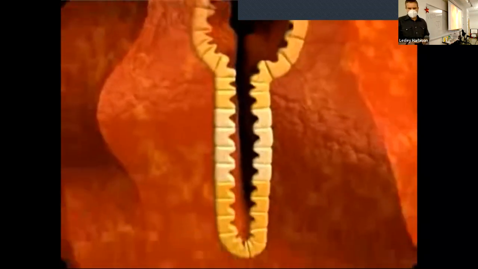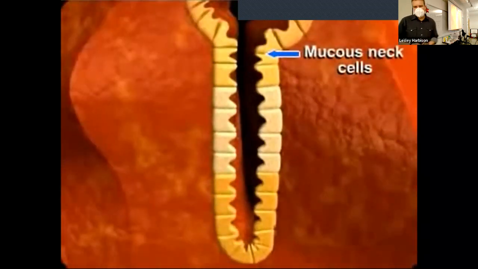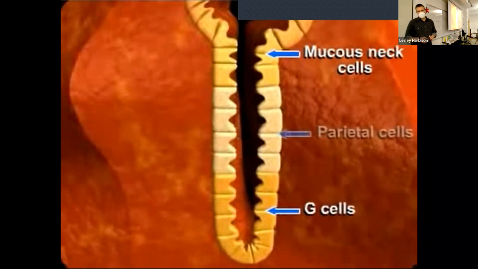The inner surface of the stomach is formed into numerous gastric pits from which acid is secreted. The cells lining the gastric pits are mucous neck cells, which secrete mucus, the G cells, which secrete gastrin, and the parietal cells, which secrete hydrochloric acid. The proton pump present in parietal cells is responsible for acid secretion. The proton pump is located in the luminal side of the parietal cell.